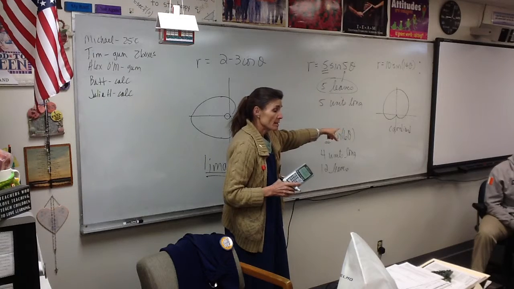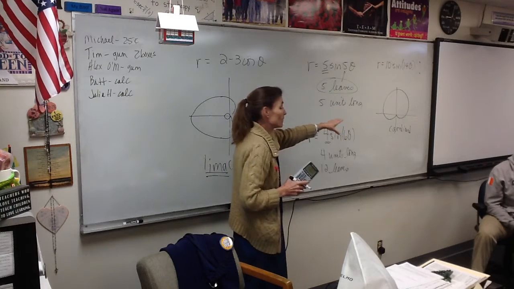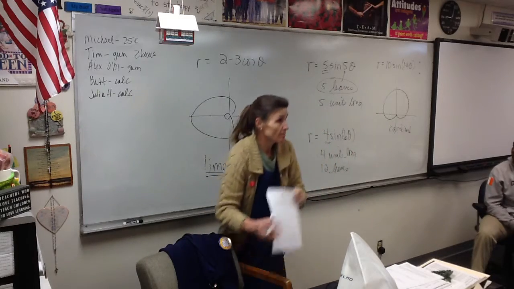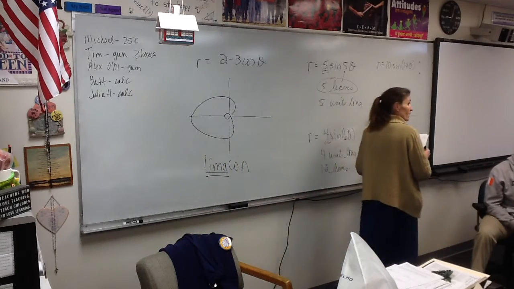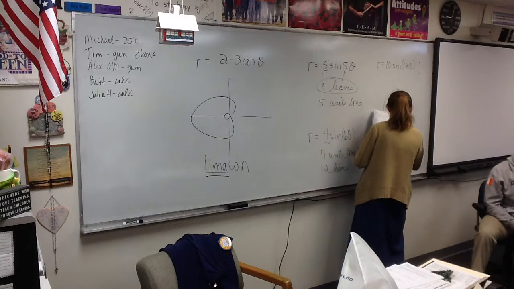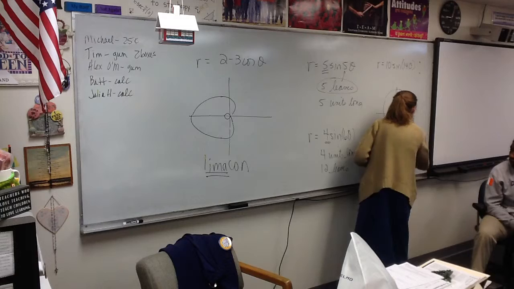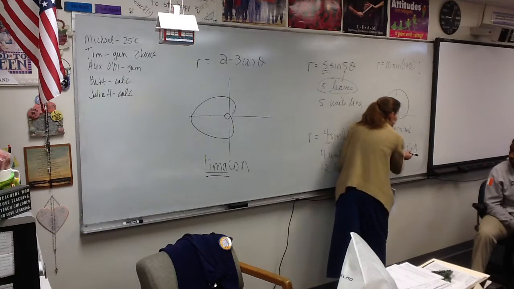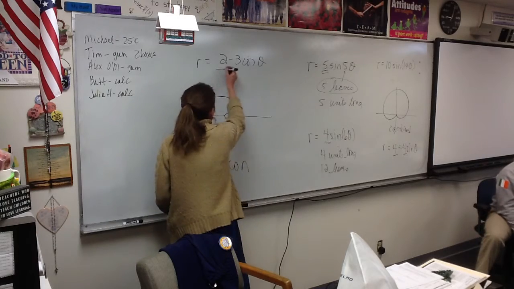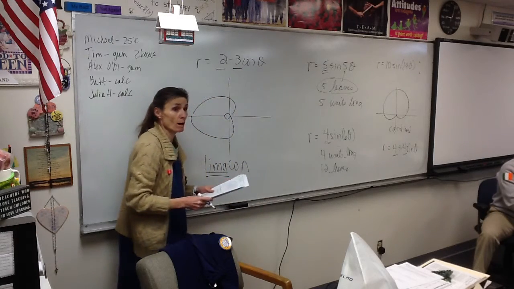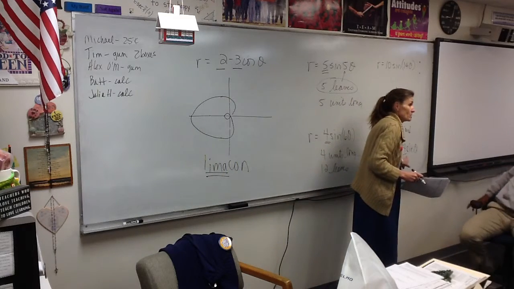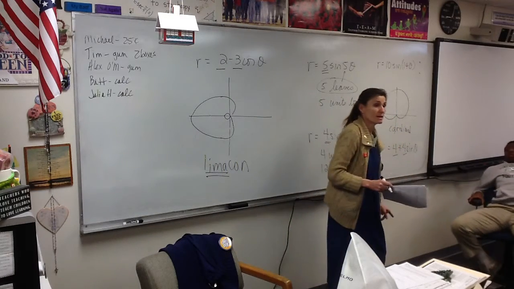The reason that one is a heart is because of its equation. Notice these two numbers are the same. That was not the case in our first problem. If these two numbers match, you will have a cardioid.